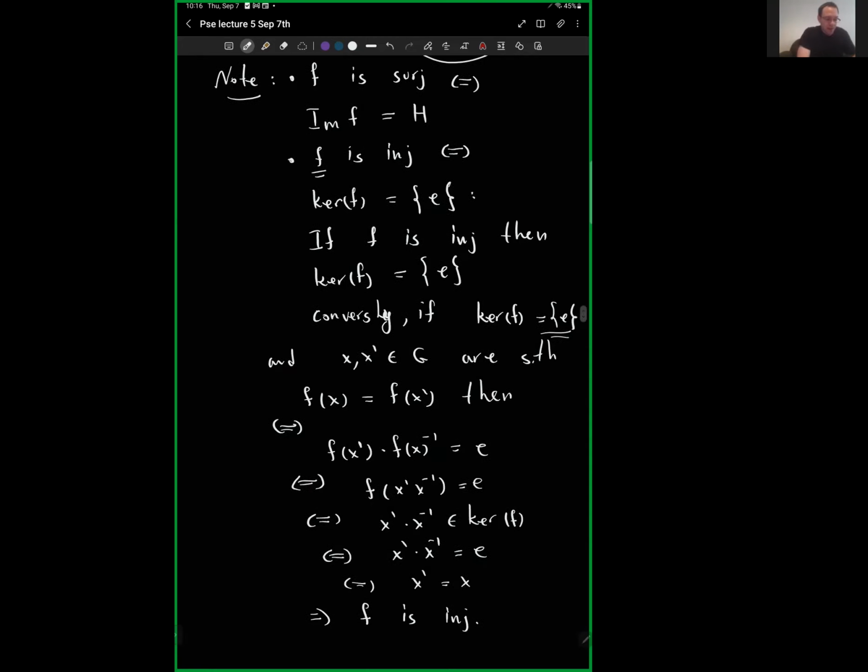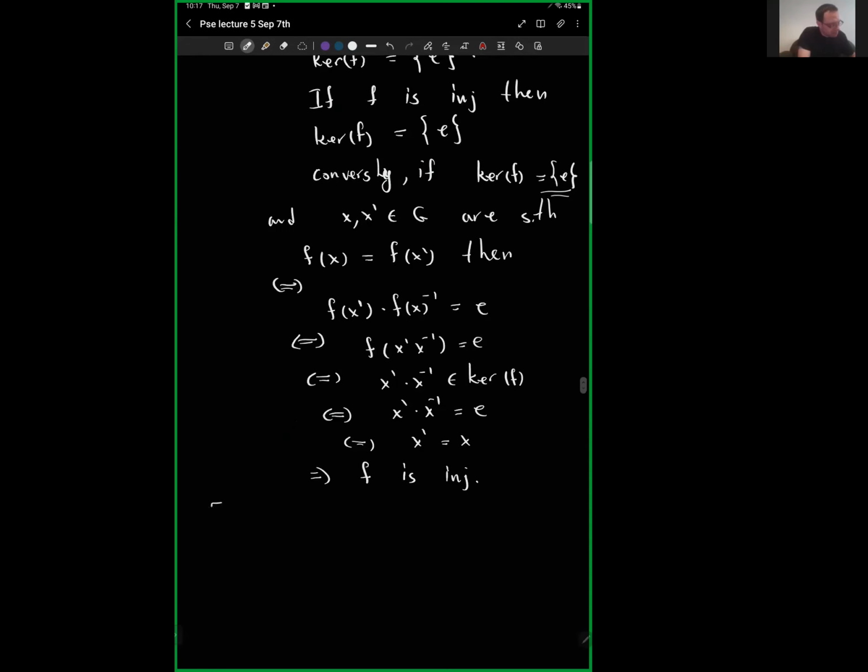And to give you maybe a toy example, you take F from integers modulo 5 to integers modulo 10, given by F of X is equal to 2x modulo 10. This function, it's very easy to see that it's a homomorphism.